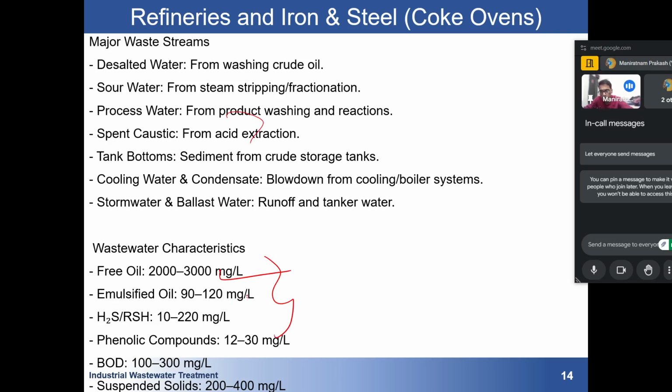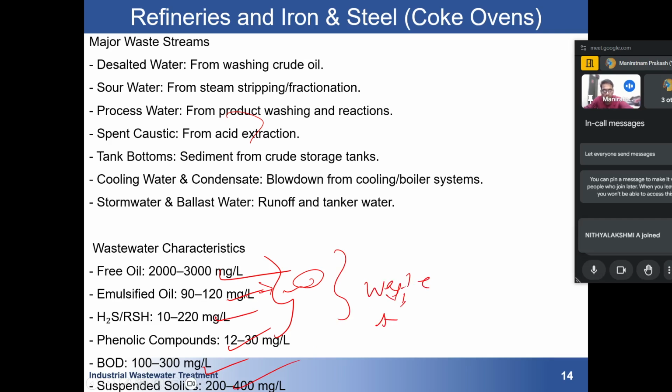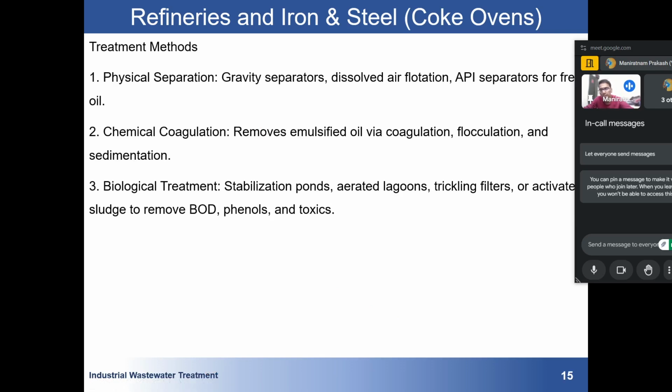Emulsified oil, as you have known, slightly thicker oil and all this. Then we have H2S, phenolic compounds, BOD, and suspended solids. All of these make it wastewater, and all of these need special treatment. Only then can it be discharged. The treatment methods are simple: physical separation like gravity separator, dissolved air flotation, chemical coagulation, then biological treatment. As a huge amount of BOD is there, chemical treatment has to be done. BOD represents the presence of organic matter.